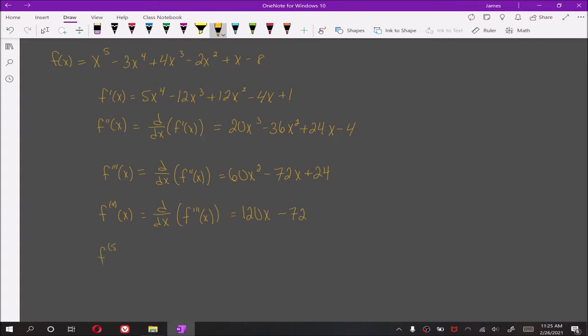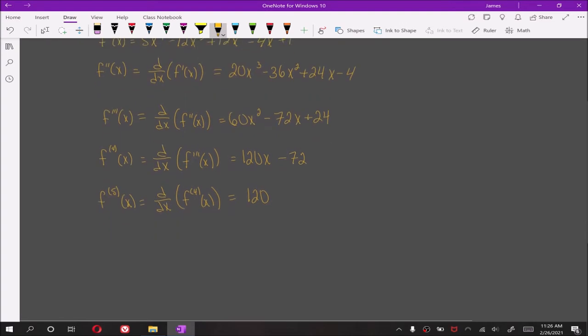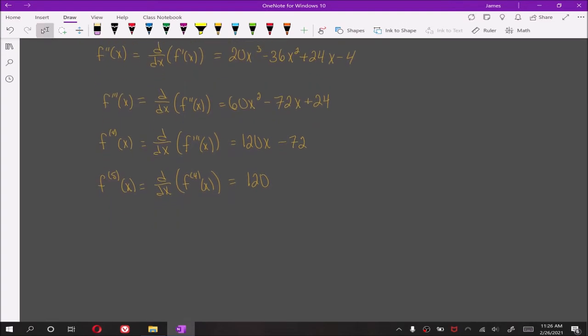The fifth derivative of f is the derivative of the fourth derivative. That's just 120. Now notice that's a constant. So if we take the derivative of it, it'll be 0. 0 is still a constant, so derivatives of 0 are still 0. So we can say that the nth derivative of f will equal 0 for every n larger than 5. So the fifth derivative is 0, the sixth derivative is 0, the seventh derivative is 0, the eighth derivative is 0, and so on and so forth.